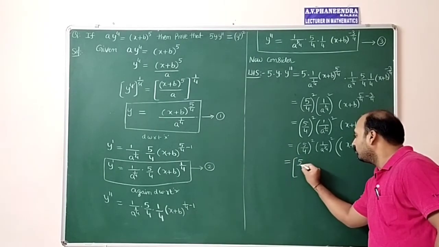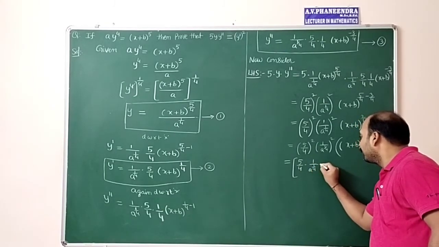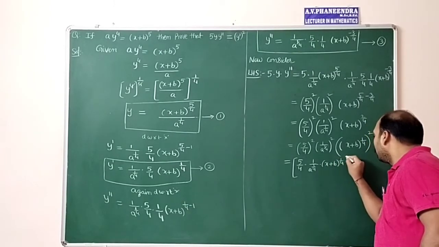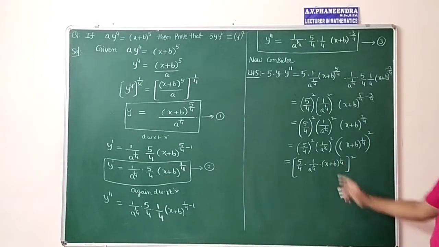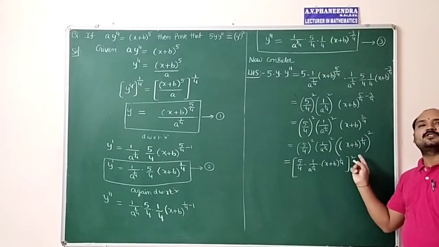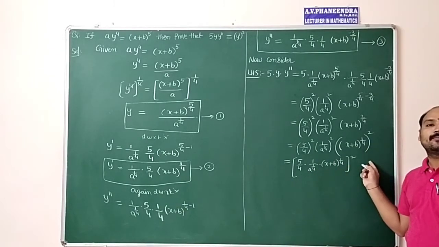This is equal to (5/4 into 1/a^(1/4) into (x plus b)^(1/4)) whole squared. Every term is having a square, no? We can write a², b², c², or x², y², z², as (xyz) whole squared.